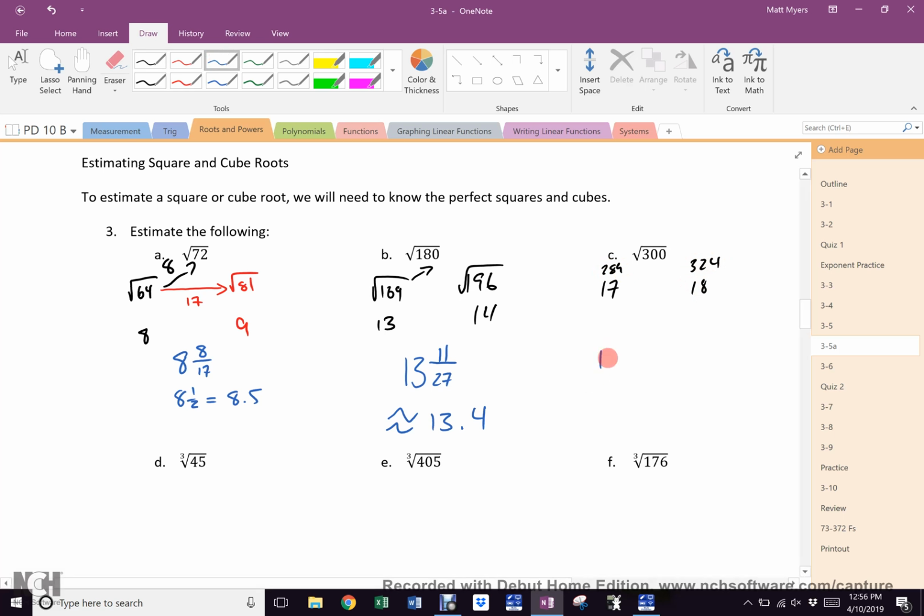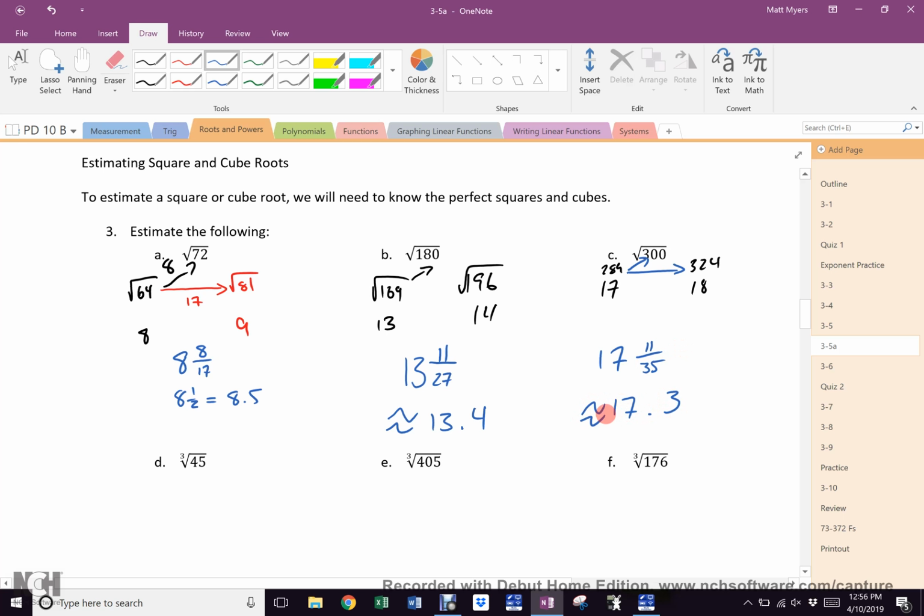So it's 17, and how many steps there? 11 out of 35. What's that awful close to? 1/3, because 11 over 33, right? So 17 point what? 3.